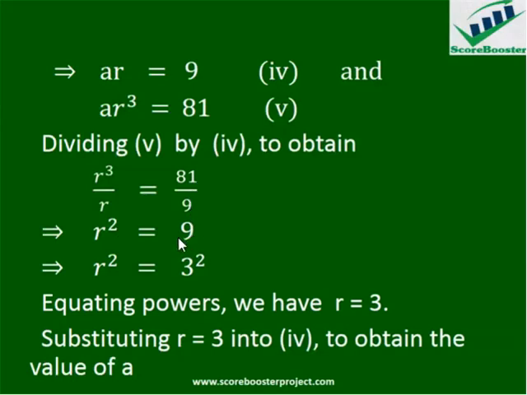So we can also write 9 in its exponential form. We know that 9 is equal to 3 squared, which is 3 multiplied by 3. So now we equate powers, which is not a new thing. If we equate the powers here, we observe that the value of r equals 3. Now we substitute the value of r into either equation 4 or 5 to obtain the value of a. So we choose to substitute the value of r into equation 4.